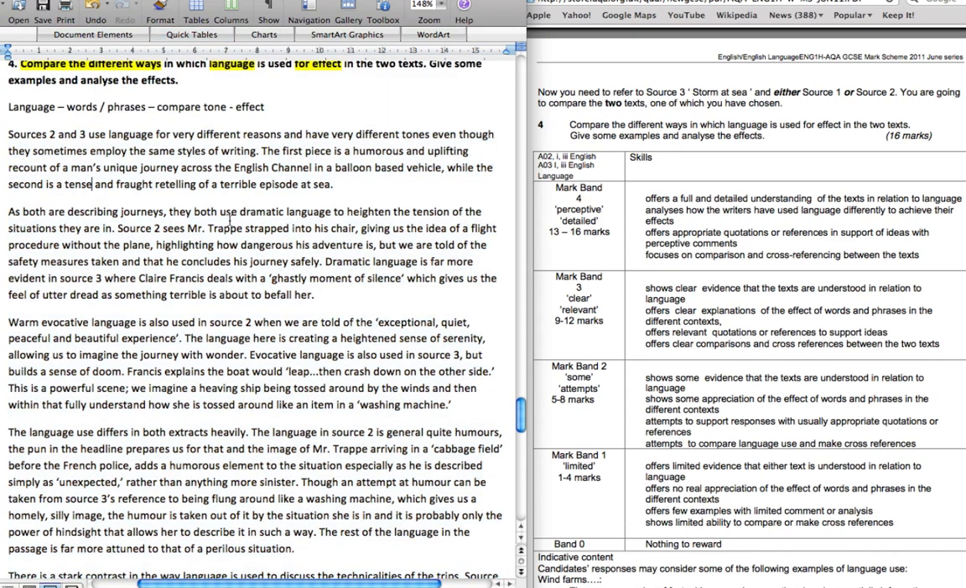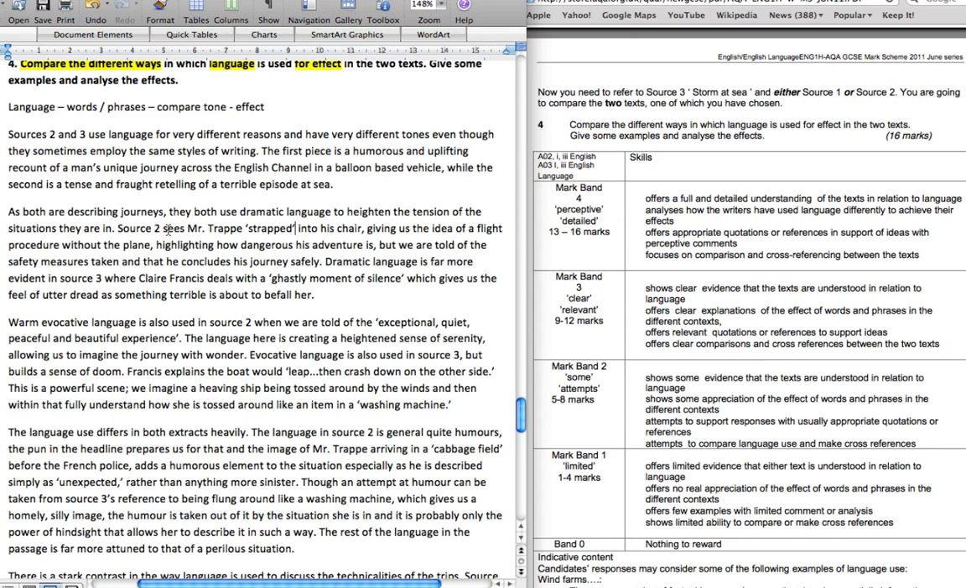As both are describing journeys, they both use dramatic language to heighten the tension of the situations they are in. Source 2 sees Mr. Trapp strapped in his chair, giving us the idea of a flight procedure without the plane, highlighting how dangerous his adventure is, but we are told of the safety measures taken so that he concludes his journey safely. Dramatic language is far more evident in Source 3, where Claire Francis deals with the ghastly moment of silence, which gives us the feel of utter dread as something terrible is about to befall her. So that's quite clear, and the cross-referencing is good, but I think I've missed the quotation here, because obviously I have to look at that.